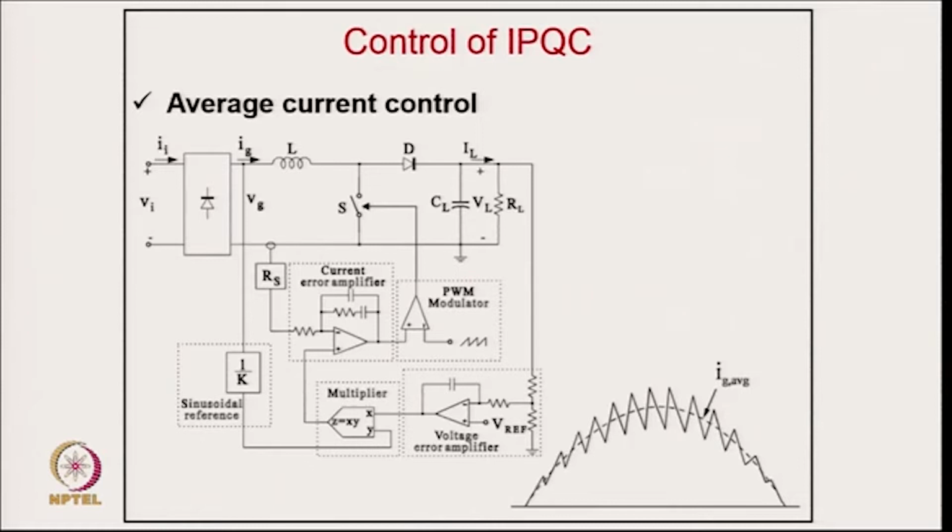So, with this we also get, of course, the power factor correction on the supply side and output voltage regulation also. This we call average current control.